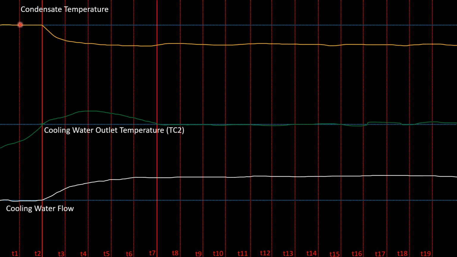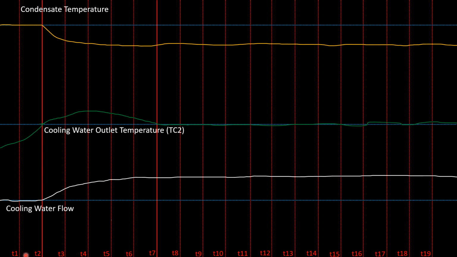So as you can see in this example, we have three blue dotted lines. The first blue dotted line is a set point for the condensate temperature controller, which is controlled by the cooling water control valve. The second blue dotted line is a set point for the override controller for cooling water outlet temperature. And the third blue dotted line is the initial value for cooling water flow. Each vertical red line is a different sampling period.